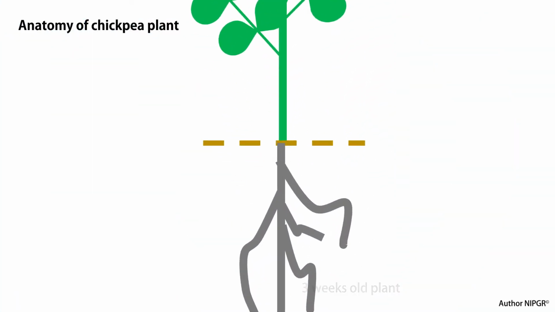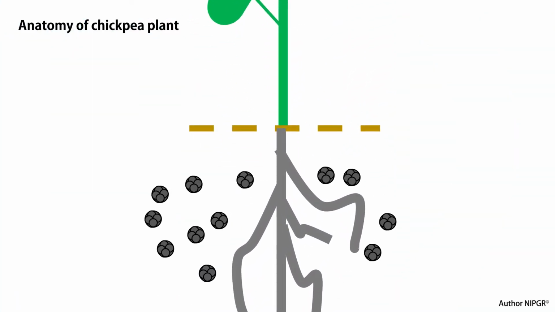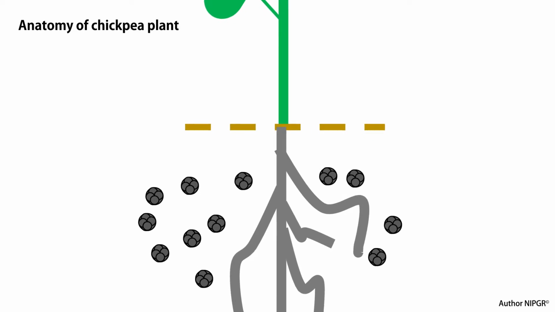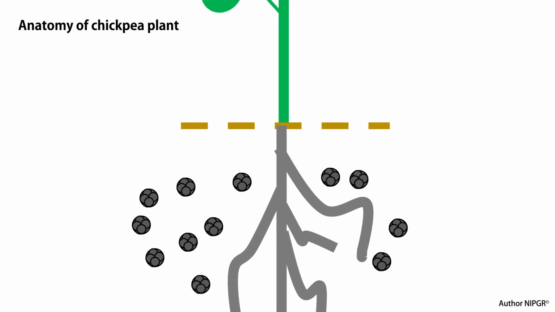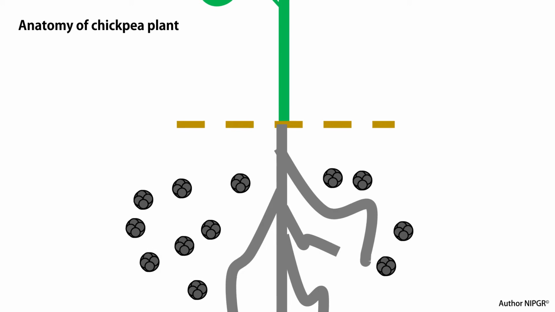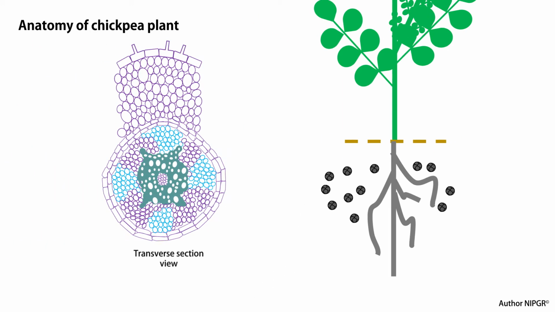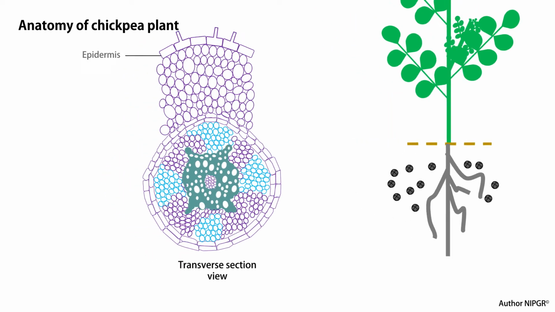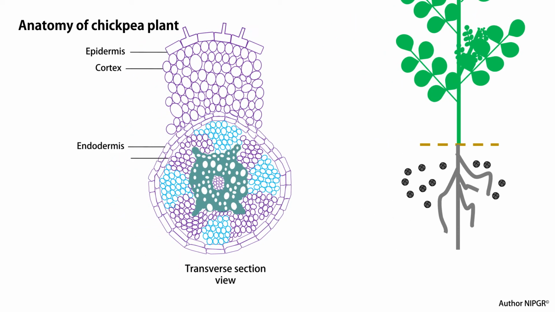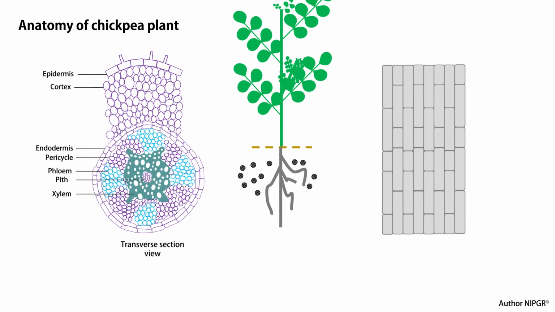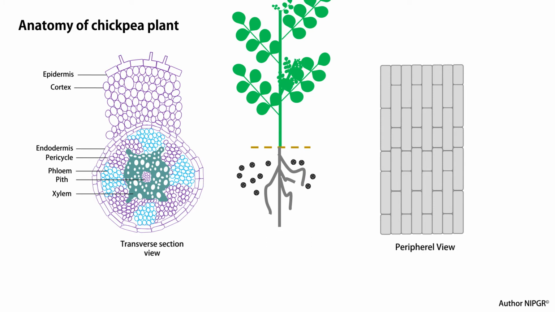The plant root is the main target of Rhizoctonia bataticola as it is a soil-borne pathogen. In the display shown, the black dots present on the root are microsclerotia. On the left side, transverse section of the root is shown. From periphery to center, the root has epidermis, cortex, endodermis, pericycle, phloem, xylem, and pith. On the right side, peripheral structure of the root is shown.